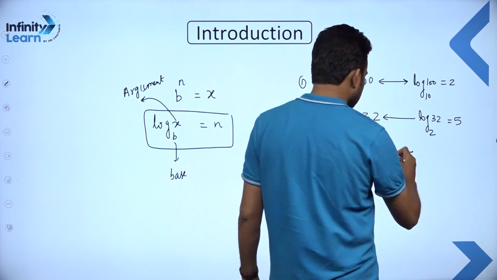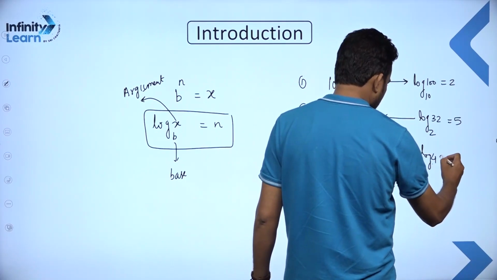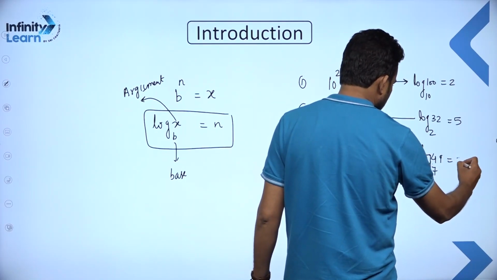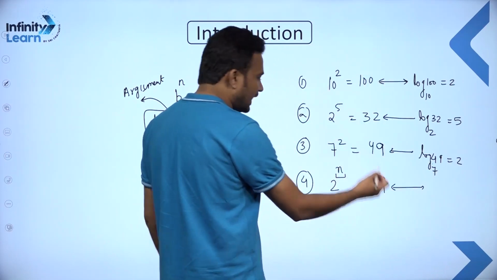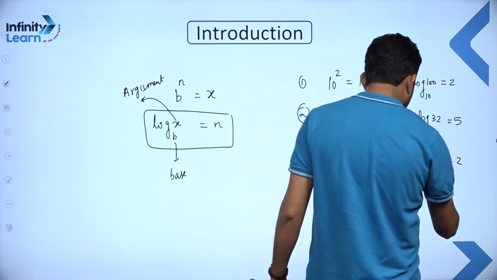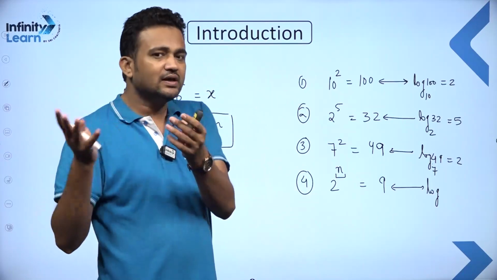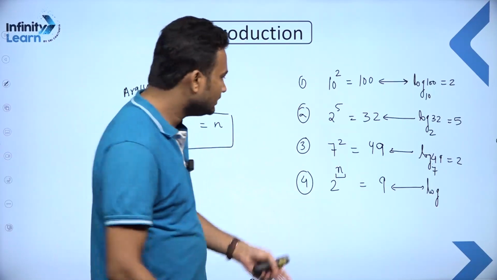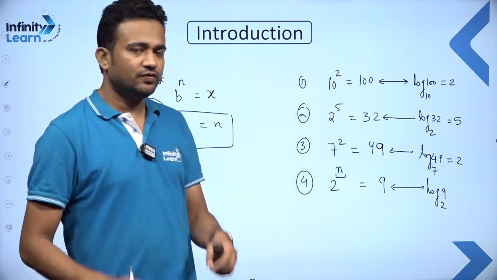I will write this, guys. This is log 49 base 7. So the answer is 2. In this case, if you want to find this exponent, which is n, then what will we do? We will use log, because we cannot do it directly. Then that n will certainly be an irrational number, and that number will be log 9 base 2, right? So hopefully this is clear to everyone.